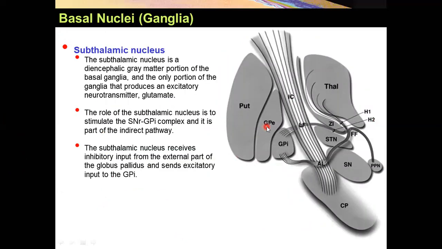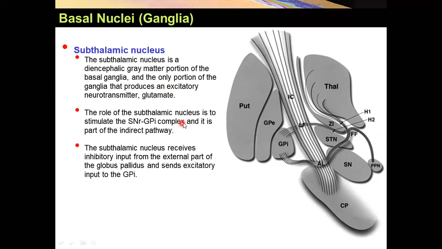Now let's talk about the subthalamic nucleus. Here is the subthalamic nucleus here. The subthalamic nucleus is a diencephalic gray matter portion of the basal ganglia, and the only portion of the ganglia that produces an excitatory neurotransmitter, glutamate. So this is important to understand the function of the subthalamic nucleus.